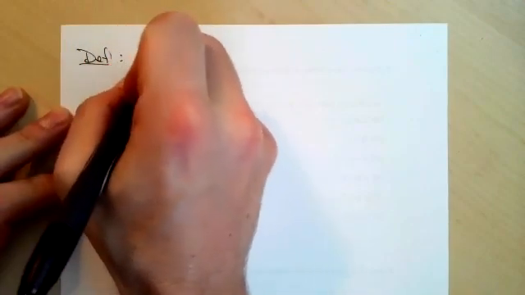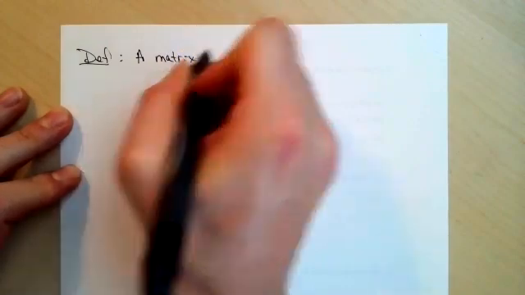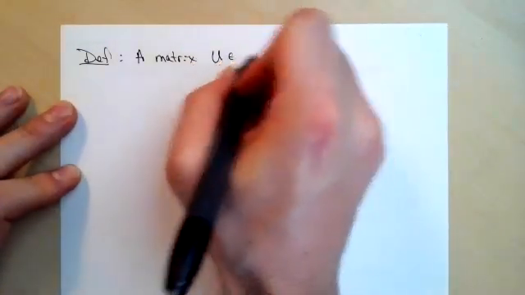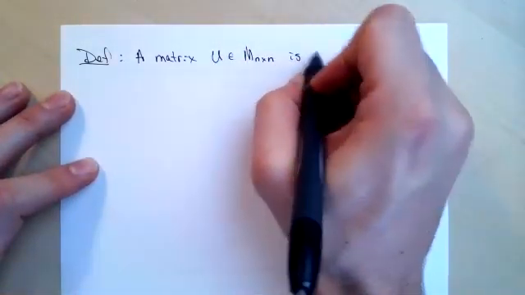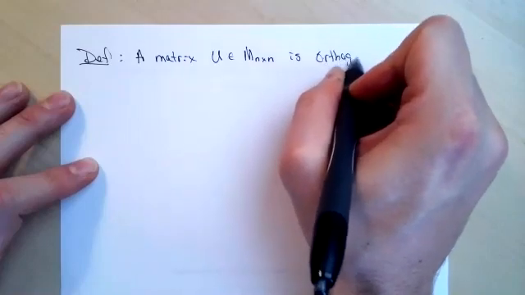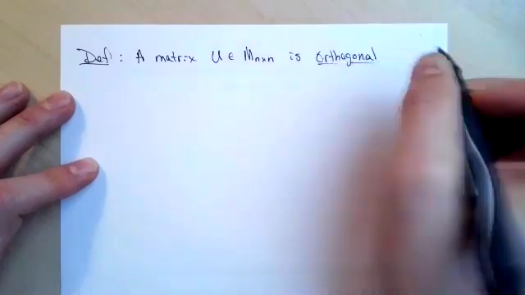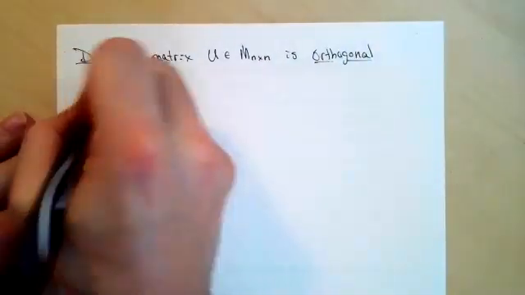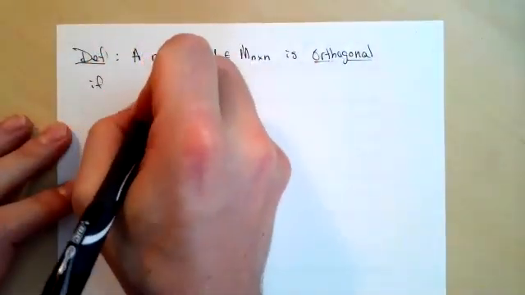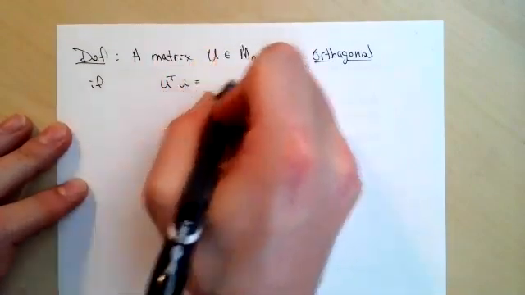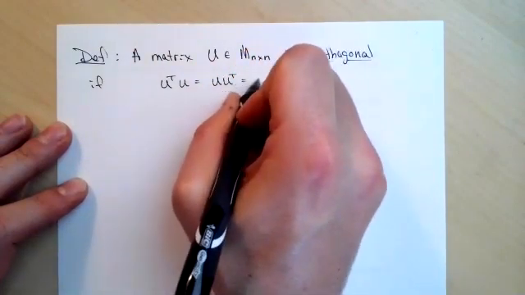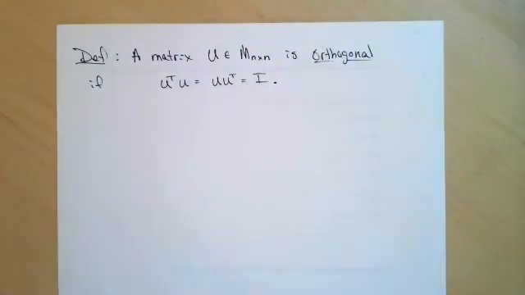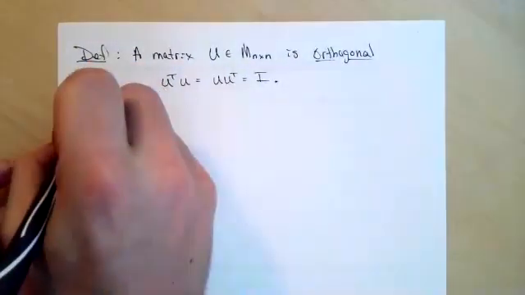So, definition. A matrix, we're going to call it U, an n by n matrix, is orthogonal if, so the proper definition is that for an orthogonal matrix, the transpose is the inverse.